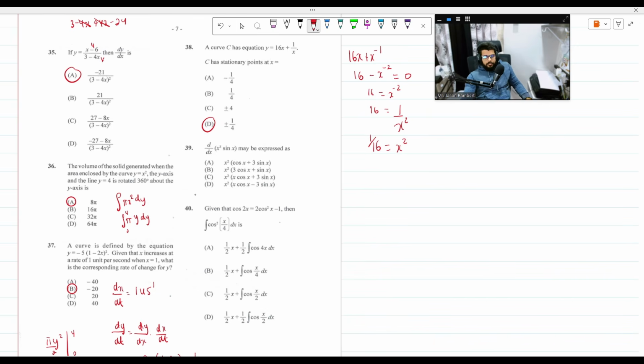39 is also a repeat, but we will still do it. U and v. V by du dx plus u by dv dx. Factorize all the x squared into 3 sine x plus x cos x. 3 sine x plus x cos x. The answer is C. This is a repeat without any uncertainties. D is the answer.